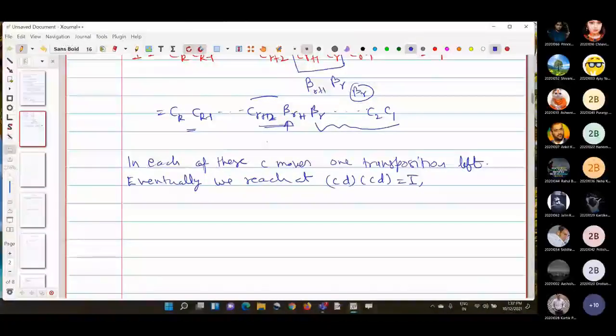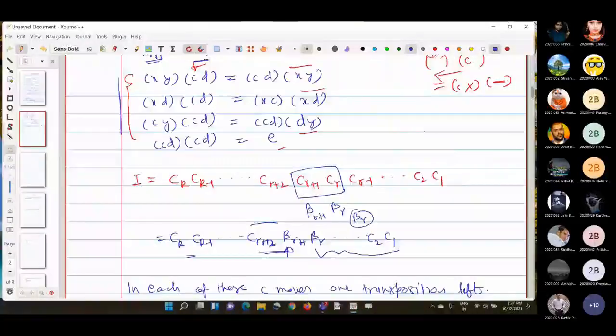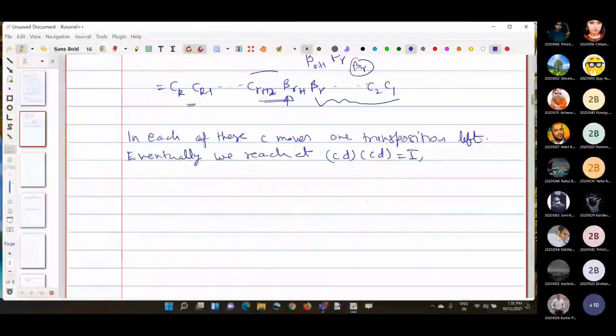Suppose CD and CD has come, then it means that they are going to be identity, but they will be removed in pairs. They will be removed in pairs when we are dealing like this, okay? So when we are getting like this, then they will be giving us identity. So the identity will come as a product of two cycles, fine? Like CD and CD kind of thing, okay?